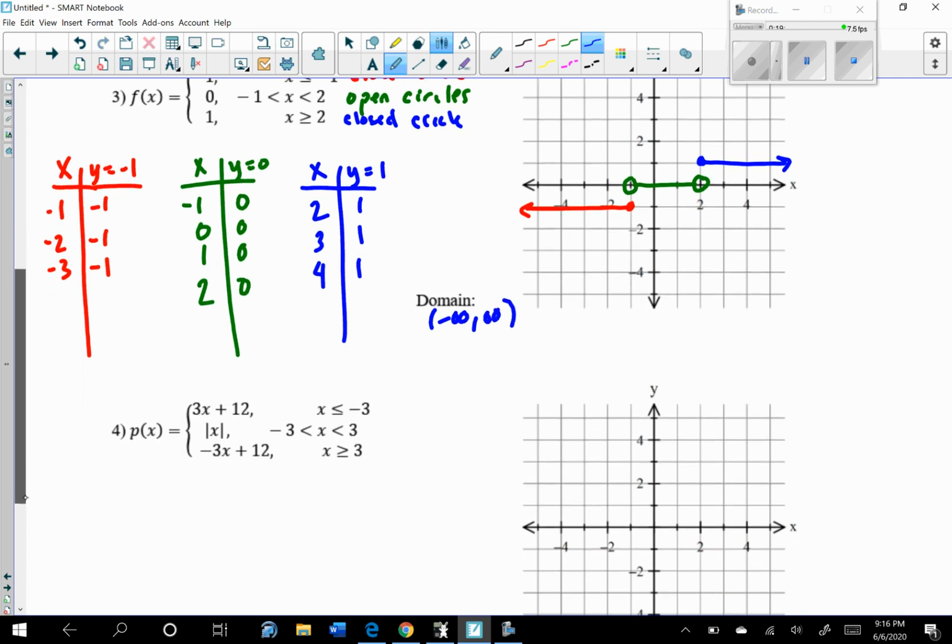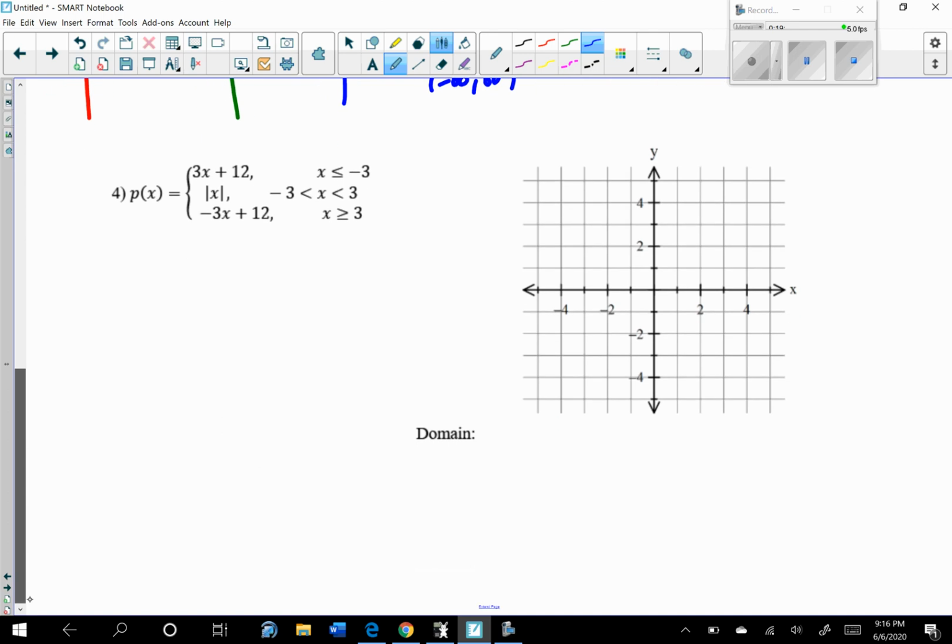All right, so let's go ahead and look at number 4. So for this one, again, we have 3 different pieces to our graph. So let's go ahead and look at the first piece. So this is linear. So we have x and y equals 3x plus 12. We're starting at x values less than or equal to negative 3. And I know this is going to be a closed circle because it's equal to. So numbers less than negative 3 would be negative 4, negative 5, etc. So we're just going to use these two.